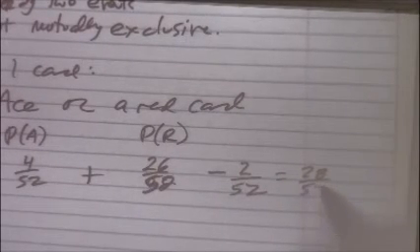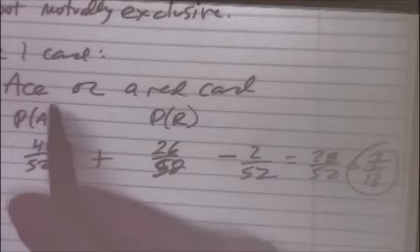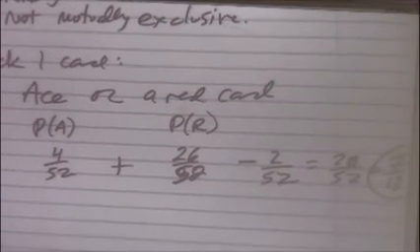So that's going to be 24 and 4, that's 28 out of 52, which is 7 over 13. So it's 7 chances out of 13 that you'll get an ace or a red card, which is just a tiny bit over 50%, which makes sense. All the red cards and 2 more makes just slightly more than half of them.